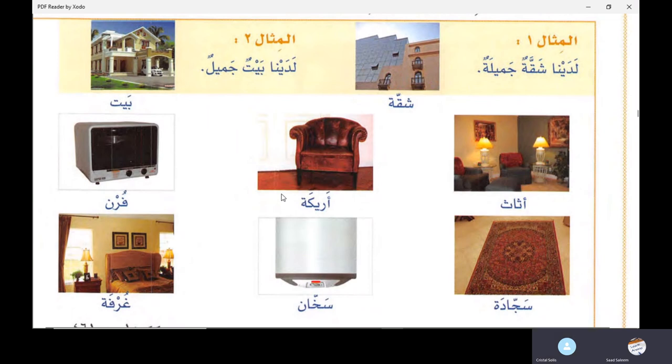Next. Ladaina arik. Will it be arikatun? Good. Jamila. Good. Ladaina furnun. Jamilun. It is a masculine word. Jamilun. Okay. Ladaina sajadatun. Sajadatun. Okay. Jamila. Good. Ladaina sahanun. Jamilun. Good. Ladaina ghurfatun. Jamila.